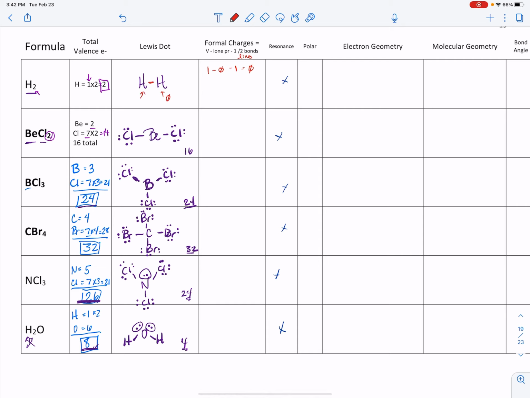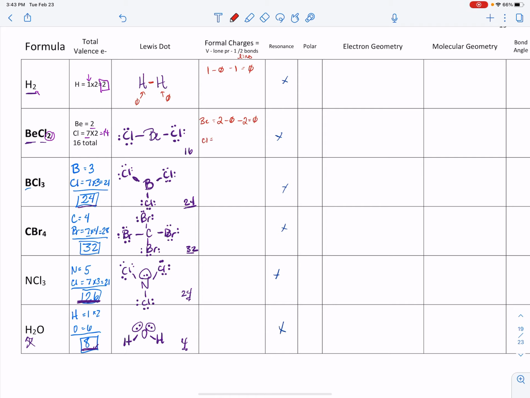This one looks the same. It's got the same bonds, same number of lone pairs. So that one's also 0. Let's do this one. Beryllium. If you're not sure, he's 2. He has no lone pairs, and he has a total of 2 bonds. So that gives us 0.